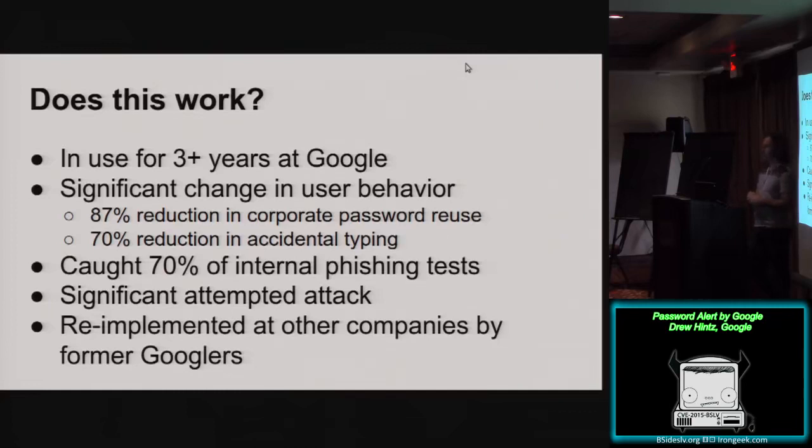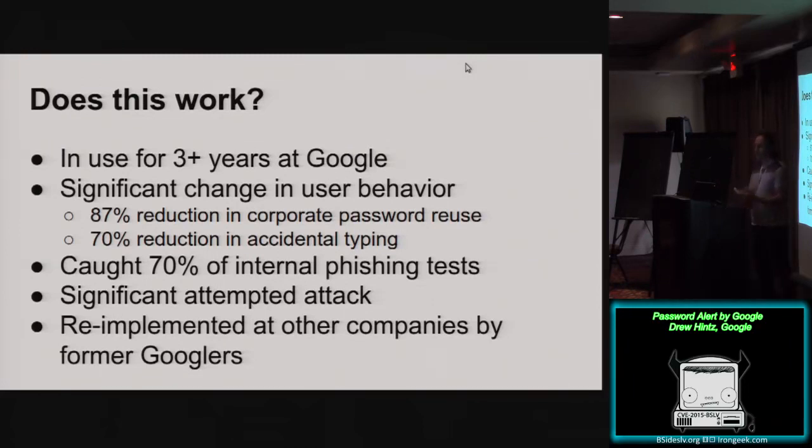We've also seen a 70% reduction in accidental typing. And by this I mean when a user types their password into the wrong website, even though that's not the correct password. Maybe they're not sure what their password is for this expense reporting system, so they go ahead and try their corporate password because why not? It's a company website.